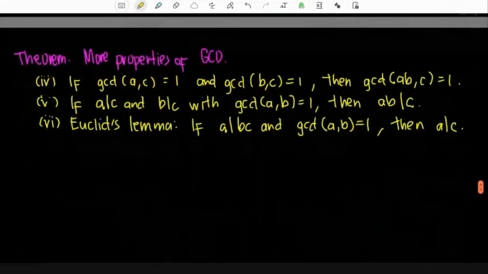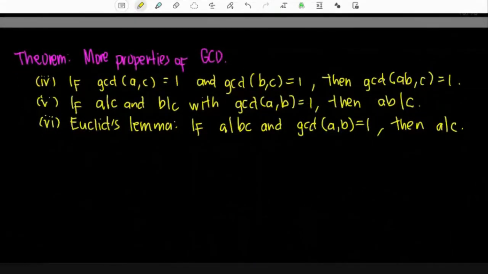So, tuloy natin yung properties. If GCD ng AC is equal to 1 and GCD ng BC is equal to 1, ano ibig sabihin nun? A and C are relatively prime. So are B and C. So relatively prime si A at C, relatively prime din si B at C. Then the GCD of A times B and C is equal to 1. Ibig sabihin, relatively prime din yung product ng AB sa C. Yan. Madali lang ipakita yan later.